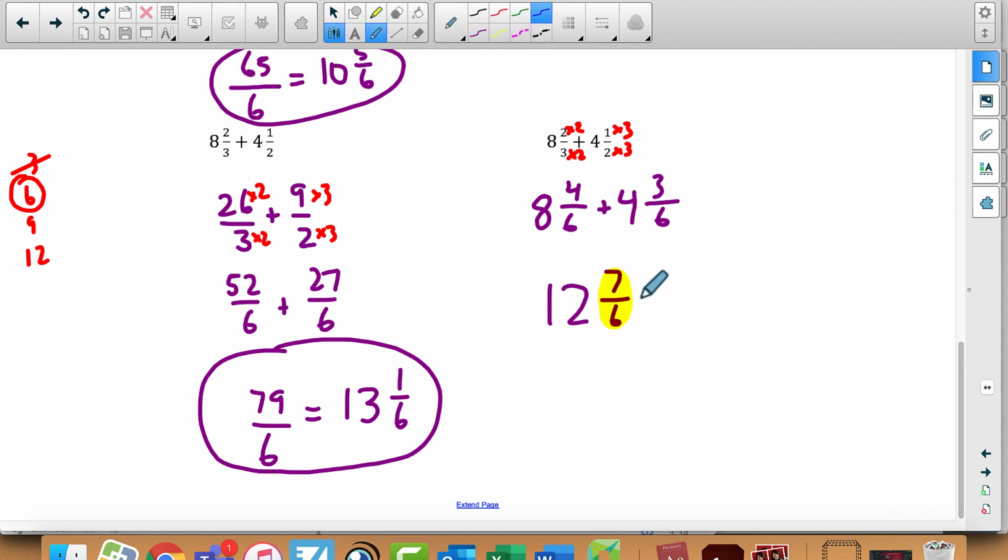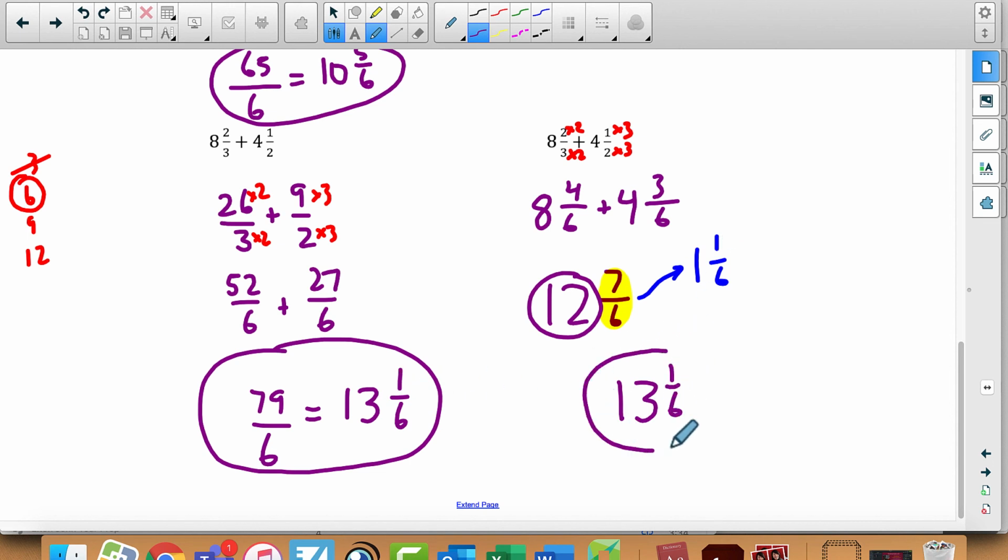So you need to switch that. What's 7 over 6 as a mixed fraction? Well, 6 goes into 7 one time, and you still have 1 left over, still over 6. So really what you have is this 12 here plus the 1 here gives you 13 and the 1, 6. And that's exactly what we got here.